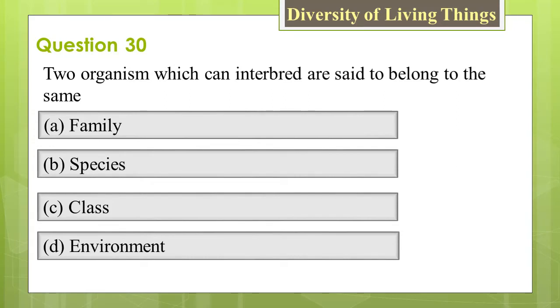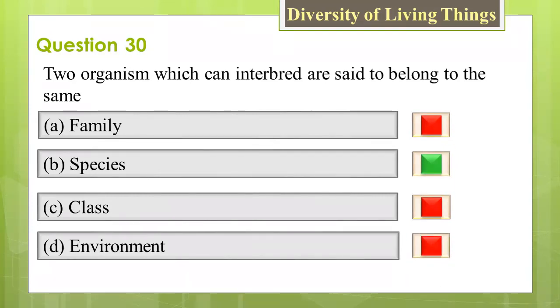Question 30. Two organisms which can interbreed are said to belong to the same A. family, B. species, C. class, D. environment. Which of the following alternatives is the best alternative? The best alternative is B. species.